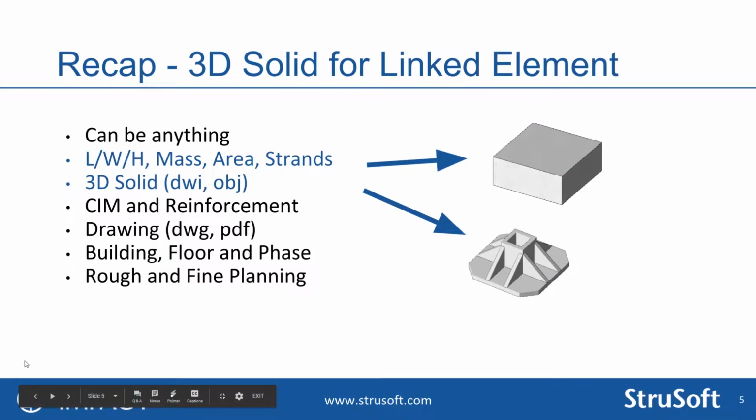We have also improved linked elements. And what is a linked element? We have talked about linked elements today. It can be anything. It has a length, width, height, mass, area, and strands. You can type in a linked element in the Project Manager itself, and it will look like this. But it can also have a 3D solid. If you make the linked element in AutoCAD and save it, it will be a DWG. Or if you make a linked element in Revit, like a dinosaur, it will be an OBJ file.